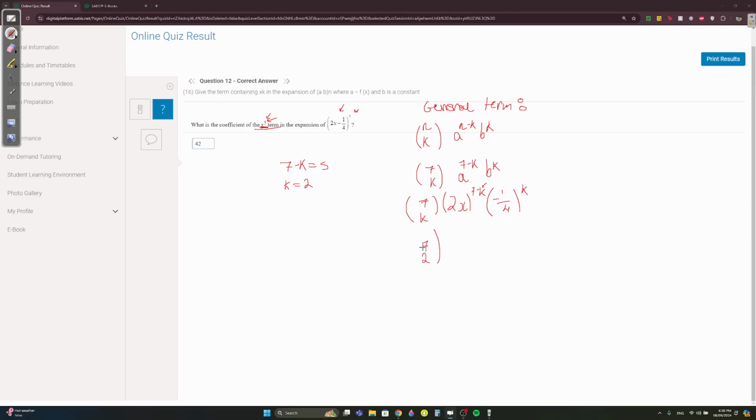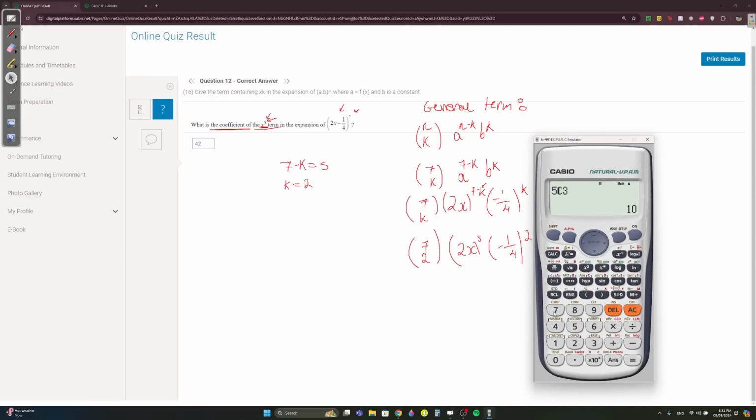So I can replace all the k's here with 2. So 7C2, 2x to the power of 7 minus 2, which is 5, times minus 1 over 4 to the power of 2. They want the coefficient, so I actually have to solve this. 7C2 is 21. 21 times 2x to the power of 5. If it's a power, you have to distribute it into everything. 2 to the power of 5 is 32, x to the power of 5.